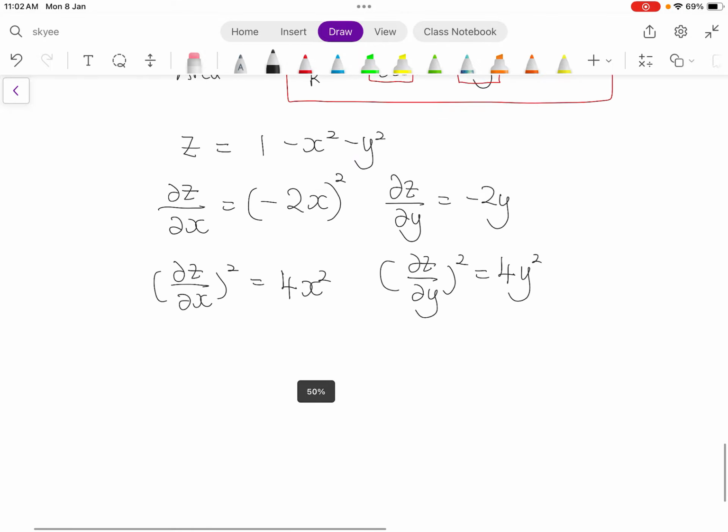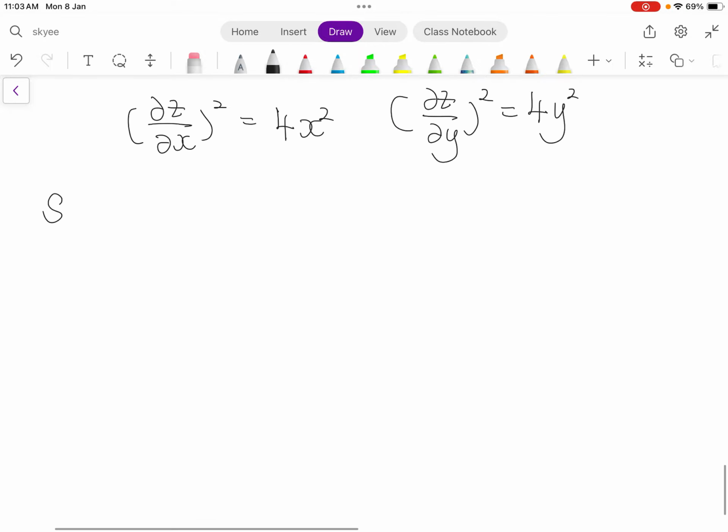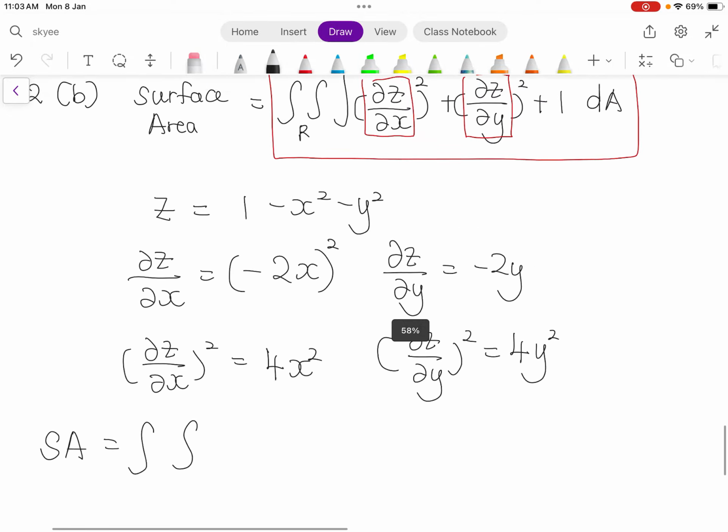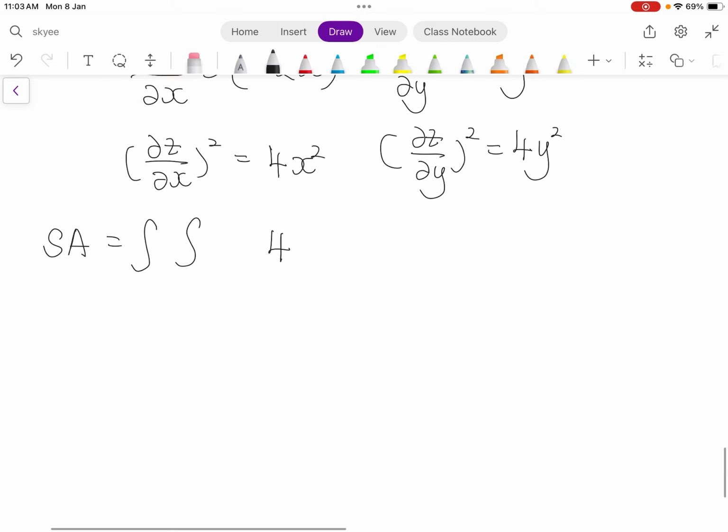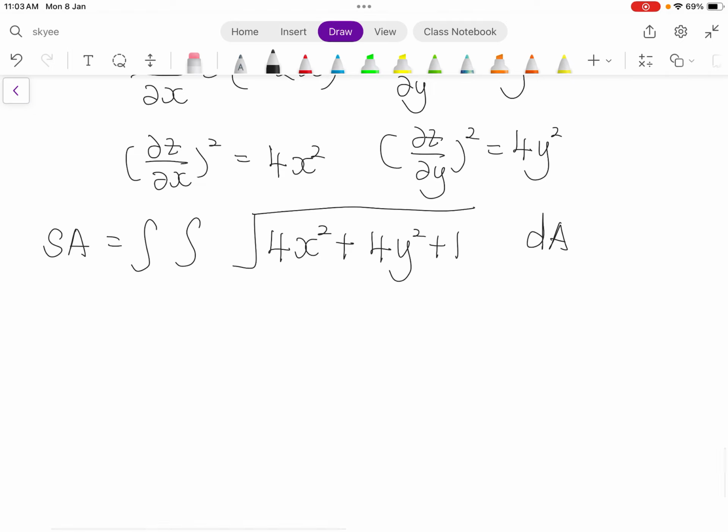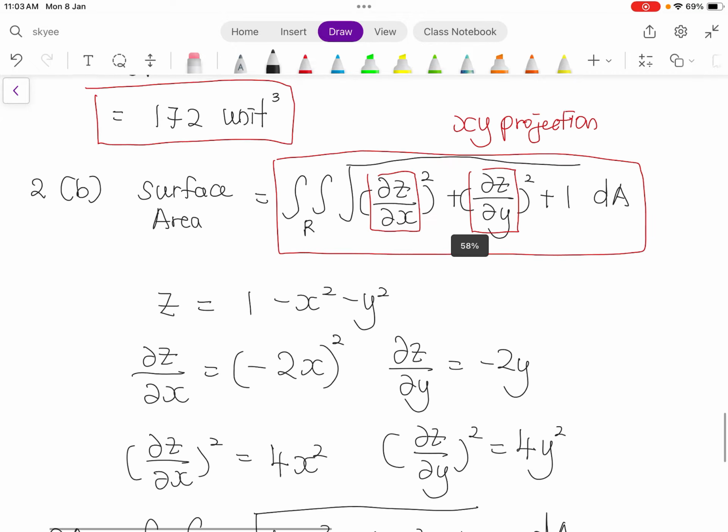Okay, so now you can put it inside your formula for the surface area. You integrate, so it will be straight away replaced. So the integrand is the square root of 4x squared plus 4y squared plus 1, and dA.